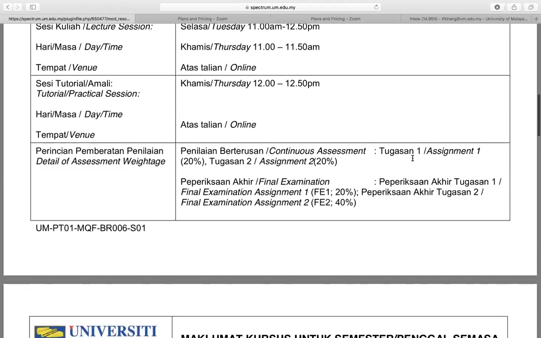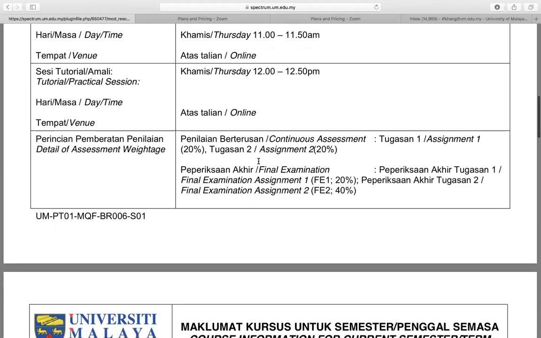For continuous assessment, we have 2 assignments, assignment 1 and assignment 2. I'll let you know in advance when the assignment is to be given, right? And don't worry, you will usually get a couple of days or even 1 week to do the assignment, right? Then your final exam will consist of 2 parts.